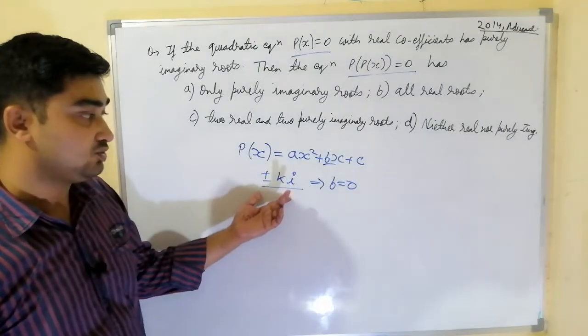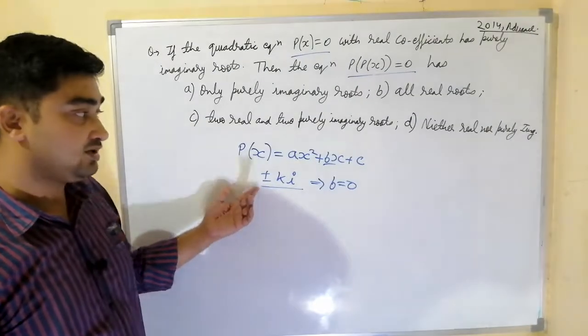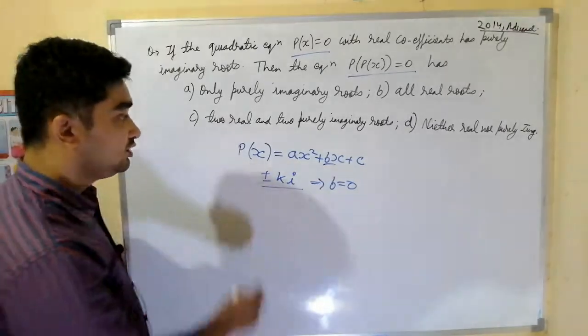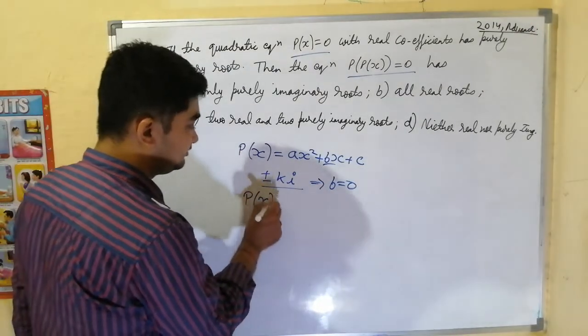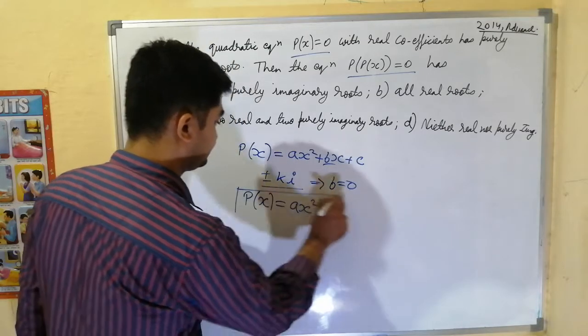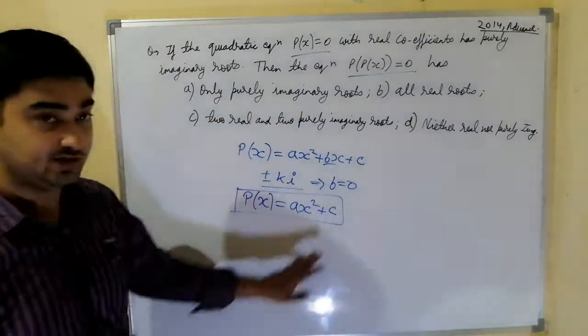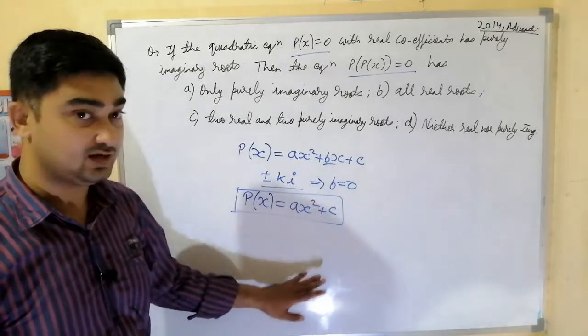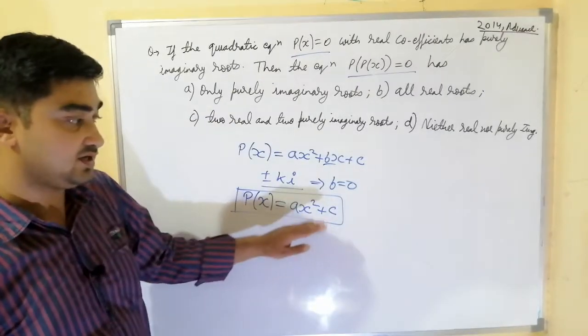Because the sum of the roots is 0. Because there is no real part. So b is 0. That means p(x) will become ax square plus c. We don't know what a is and we don't know what c is, but a and c are some real numbers. It is given in the problem that the coefficients are real.